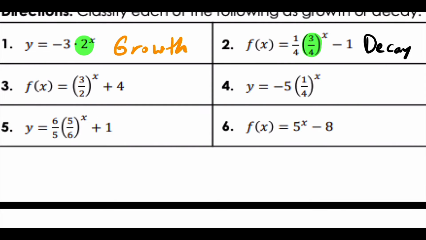Number 3, 3/2. Yeah, sometimes you see a fraction and you're like, oh, decay, it's a fraction. But when I put it in my calculator, it's going to be 1.5. That's bigger than 1, yeah. So you got to be careful. If the top number is bigger than the bottom, it's going to be over 1. It's going to be a growth.